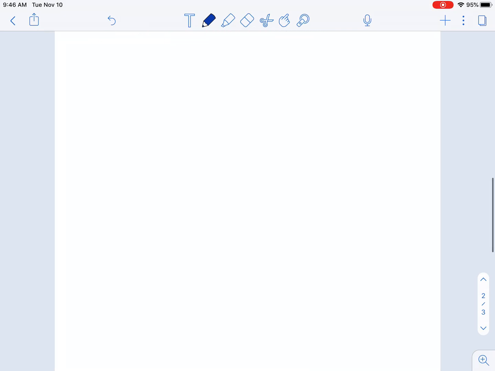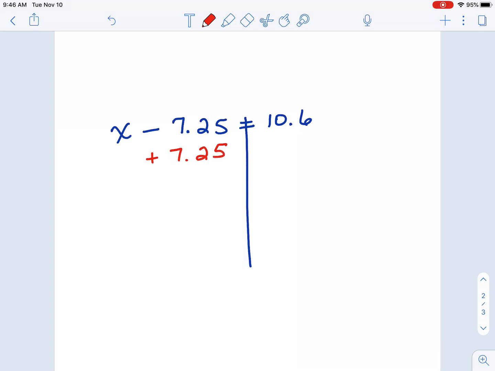Okay, let's say it was x minus 9, I'm not going to use 9 again, 7.25 equals 10.6. First thing we do, draw a line down to separate the left side and the right side of my equation. I want to get rid of that subtract 7.25, so the x will be by itself. So I do the opposite of subtracting 7.25, which is adding 7.25. Whatever I do to one side, I do the other. So I'm going to add 7.25 to this side.